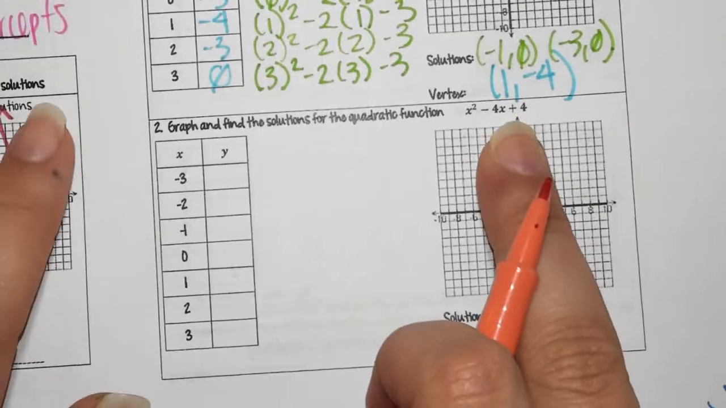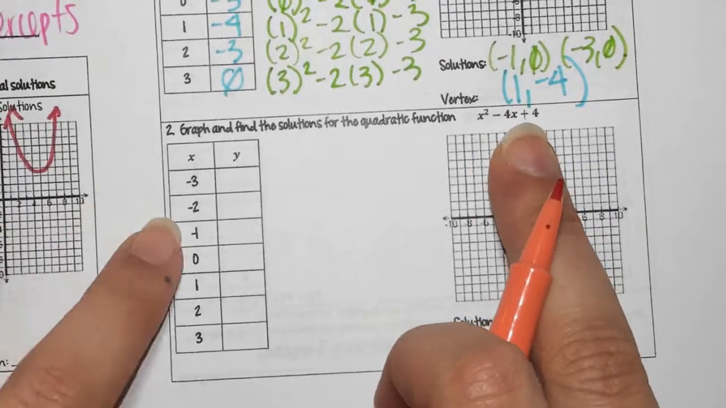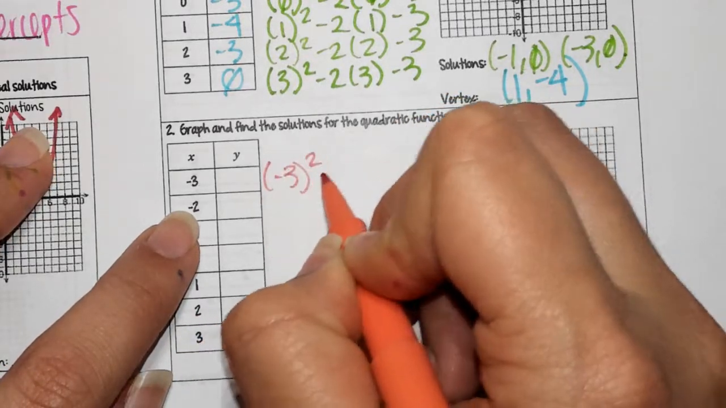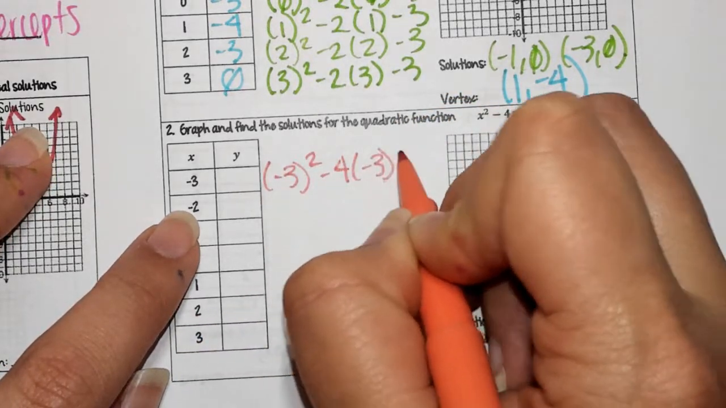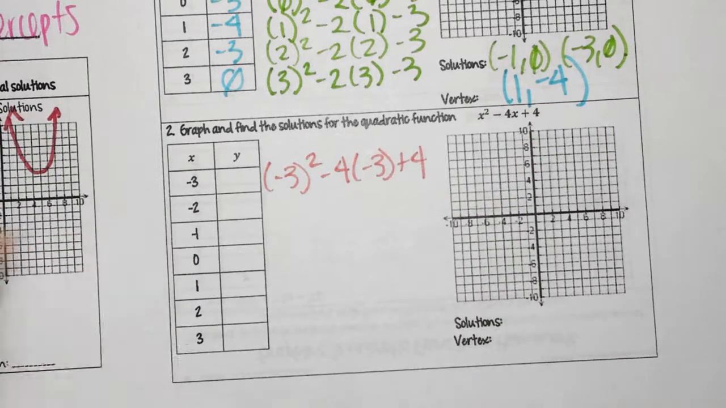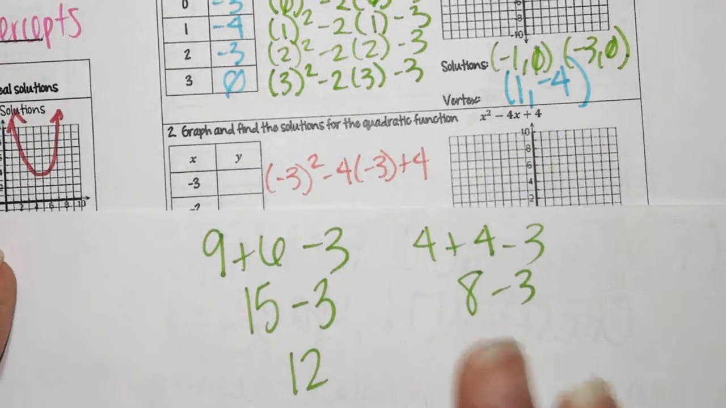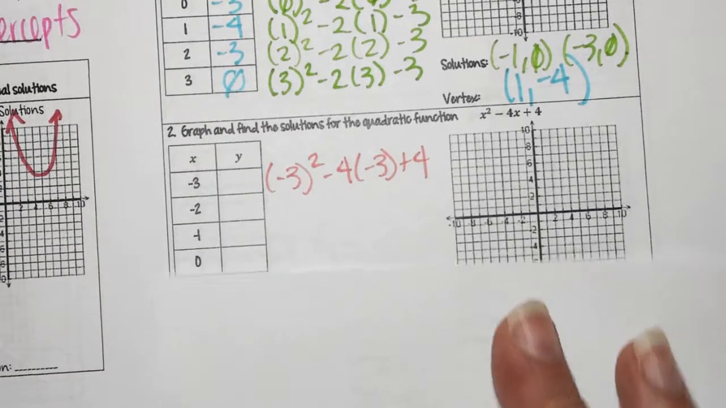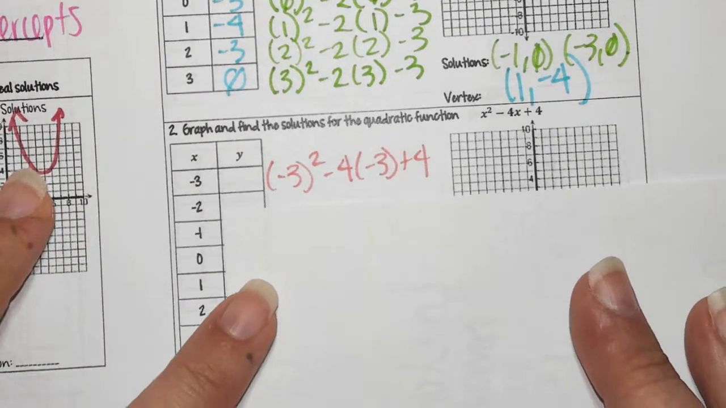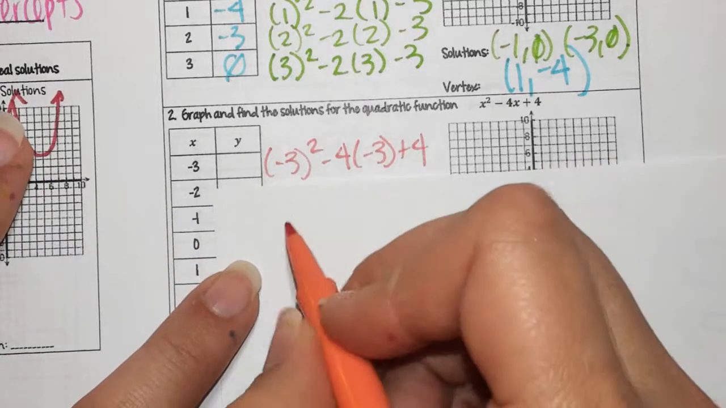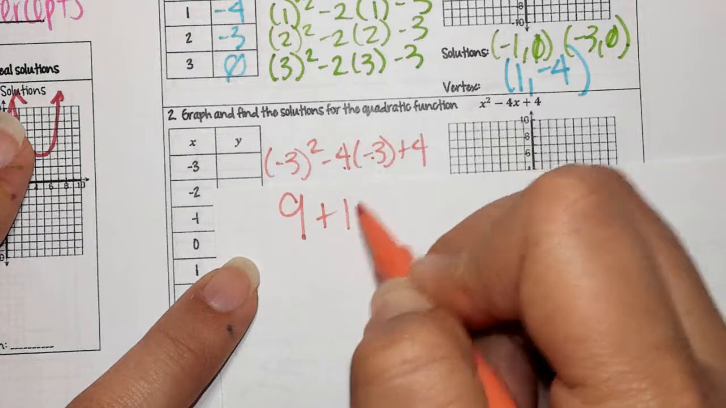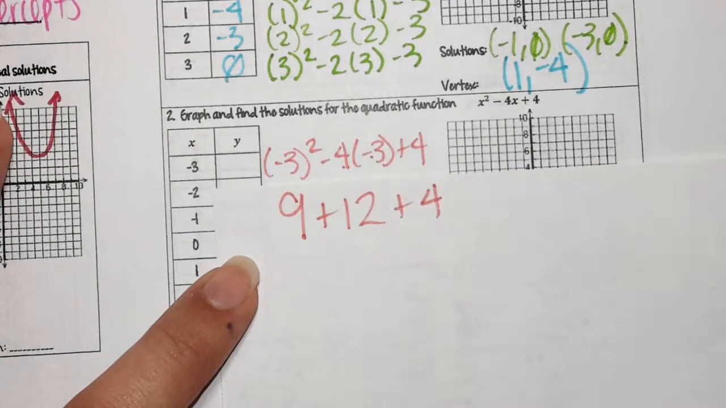Alright, let's go to the next one. X squared minus 4x plus 4. So let's plug in negative 3. Negative 3 squared minus 4 times negative 3 plus 4. Again, if you need to work this out on a separate sheet of paper, work it out on a separate sheet of paper. No judgment, all God's children. Alright, so what's negative 3 squared? 9. What's negative 4 times negative 3? Negative 12. Positive 12 plus 4.